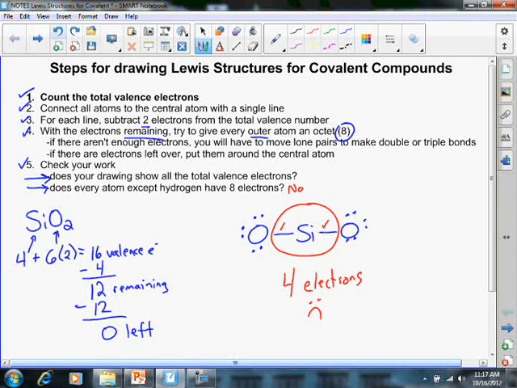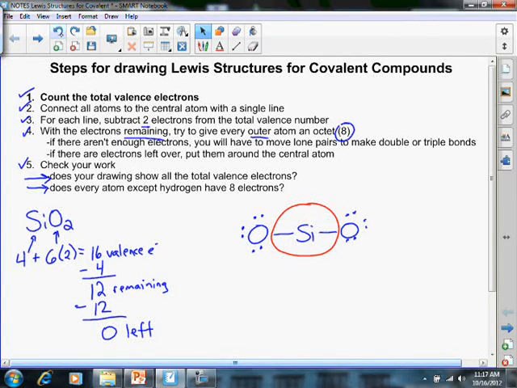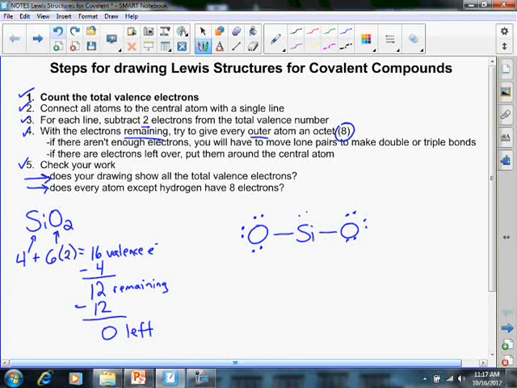So since every atom is not surrounded by 8 electrons, we have to do something else. We cannot just add electrons to this diagram. We can't just do that, because now instead of 16 valence electrons, we have 20 valence electrons. So we can't do that because we're trying to stay with this 16. All right, so we have to figure out something else.